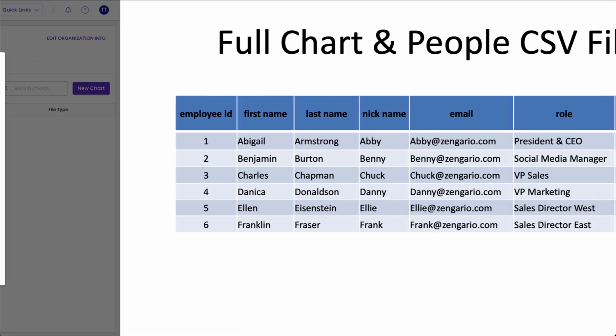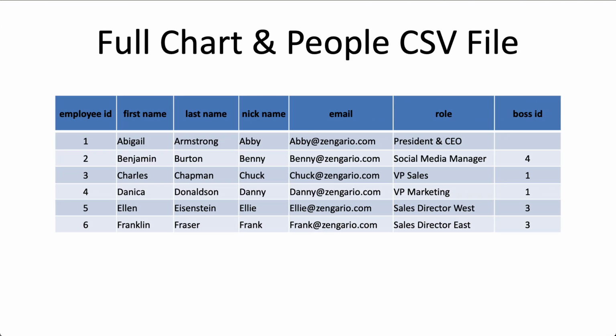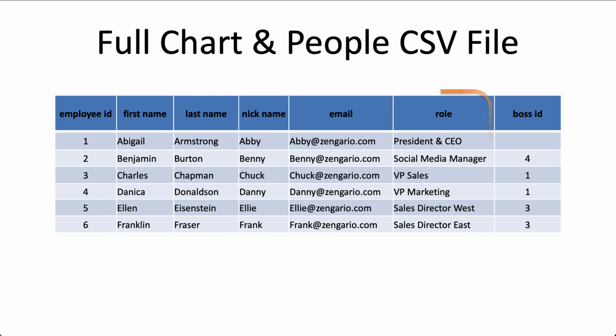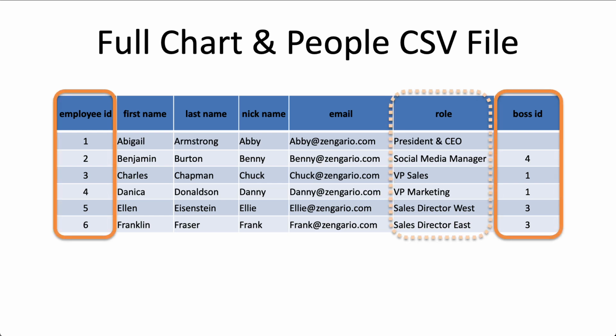Starting with a CSV or Excel file that looks something like this, you have the columns that give you the details of the person, like name, email, phone number, etc. And then you have the column that has the role title or job title for the position that the person occupies. And finally, you have two columns that we use to build the hierarchy.